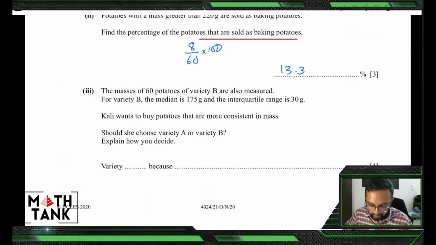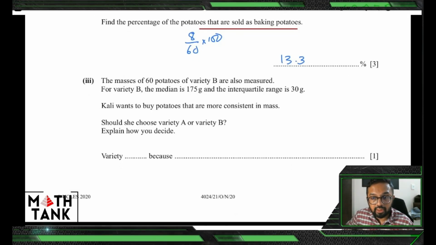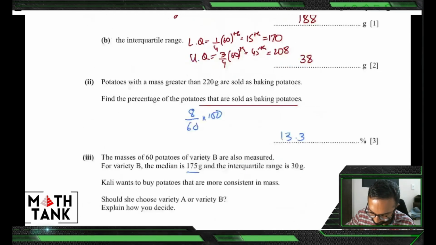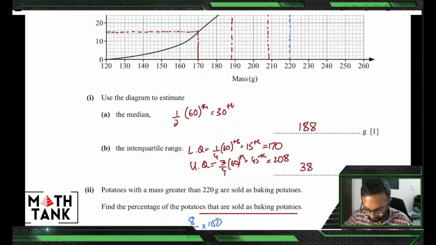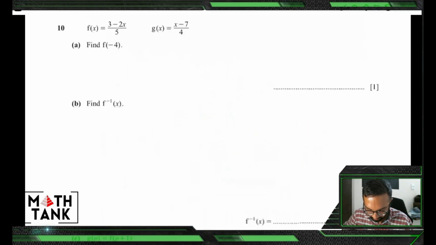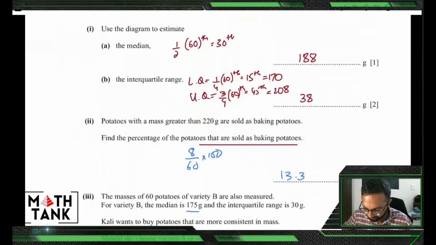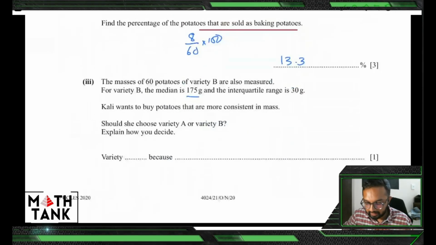Okay, the masses of 60 potatoes of variety B are also measured. For variety B, the median is 175. Okay, this one had a median of 188. Let's check the median as well before we compare it improperly. 188 and 37 to 39. So yes, both answers are correct. Okay, 175 grams and interquartile range is 30 grams.